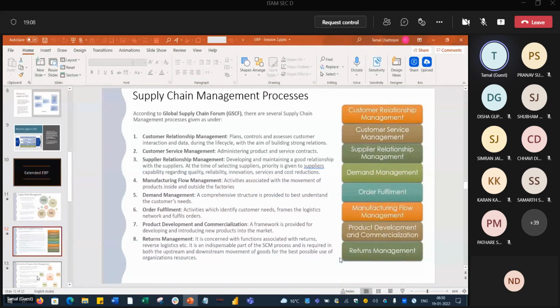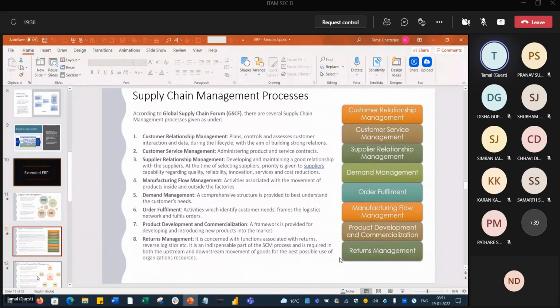Basically, the financial conditions, then their reliability, their past records, innovations. What is the discounted price? What are the credit limits? So on this, you have to select the supplier and keep the relations with the suppliers throughout the life cycle of the company.